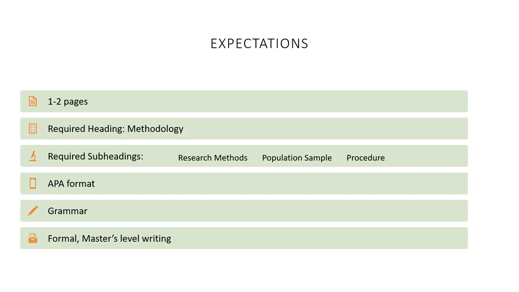So that includes all of the guidelines on spacing, organization, font, size, all of that we've gone over in the past. Check your grammar and make sure that you're writing at a formal master's level writing. We're not writing a narrative paper here. This is a research paper, and there are certain guidelines that you must follow when you are writing research papers.